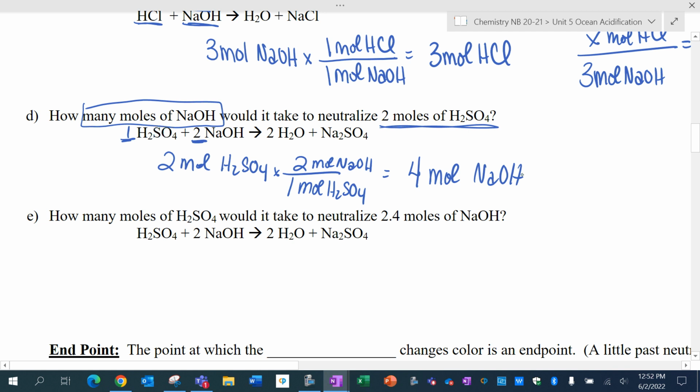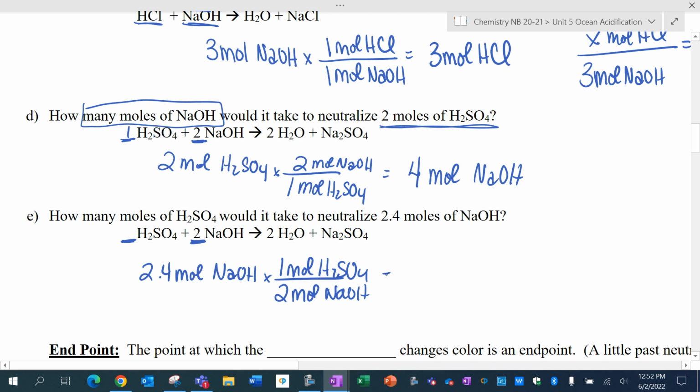And then how many moles of H2SO4 would it take to neutralize 2.4 moles of NaOH? Well, it looks like for every 2 moles of NaOH, I need 1 mole of H2SO4. So I'm getting my mole ratio from that balanced chemical formula. So 2.4 times 1 divided by 2, that's 1.2 moles of H2SO4.